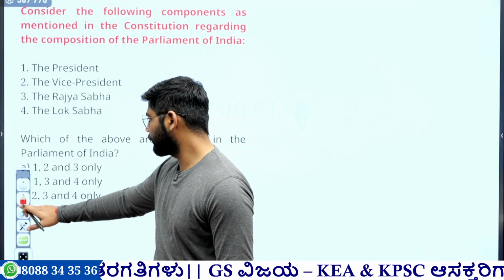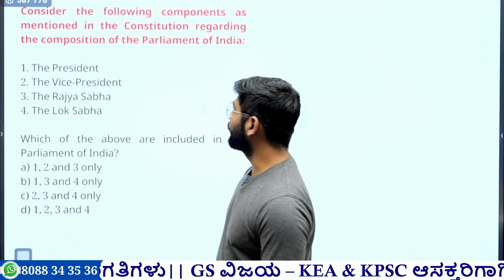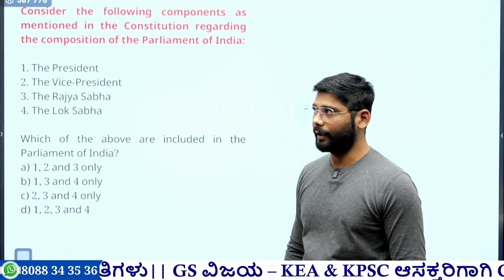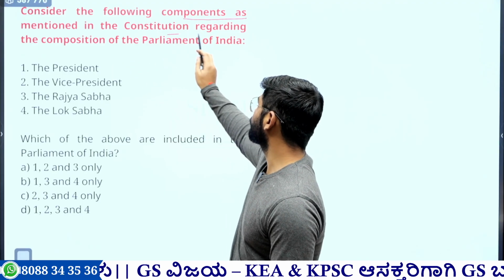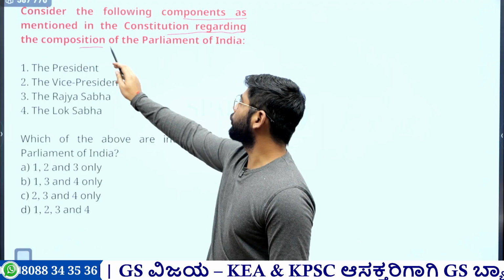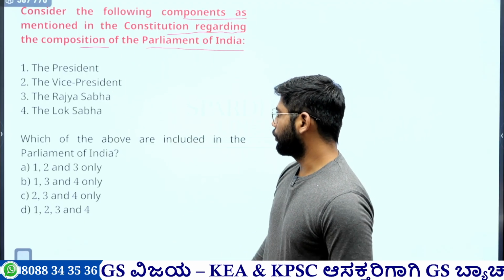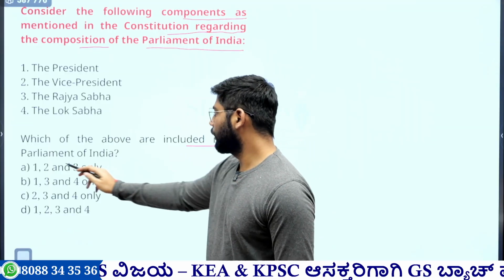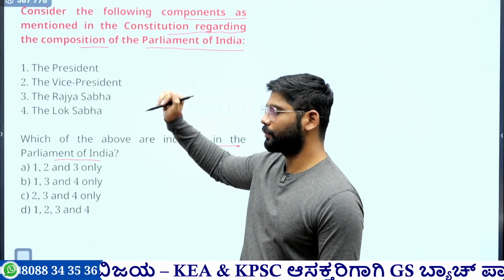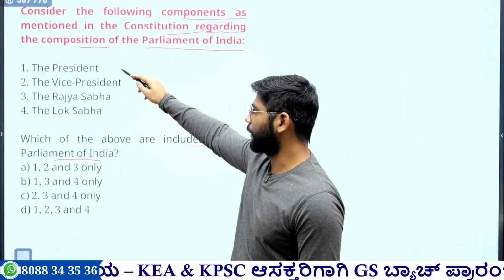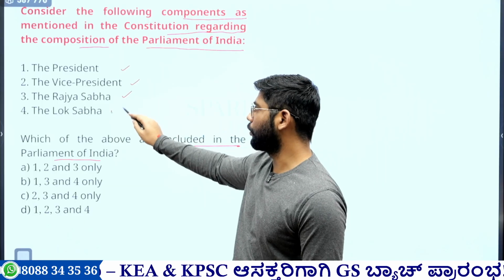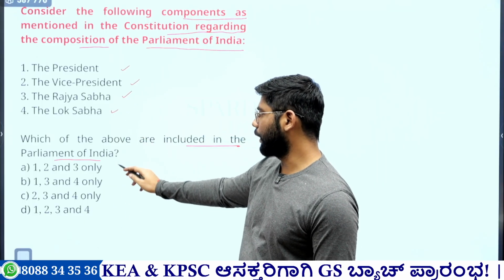This is a particular question about the basics of the Indian Parliament. The question says: what are the components mentioned in the Constitution regarding the composition of the Parliament of India? Which of the above are included in the Parliament? Which of these four constitute Parliament? The President, Vice President, Rajya Sabha, and Lok Sabha. Let me know which is the correct option here.